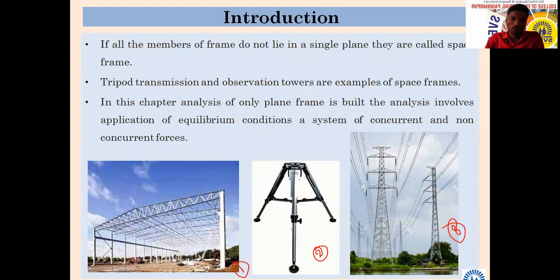If all the members of the frame do not lie in a single plane, they are called a space frame. Before space frame, what we have seen is plane frame. If the members are not lying in a single plane, then we are going to call it a space frame. Examples are tripods, transmission and observation towers.